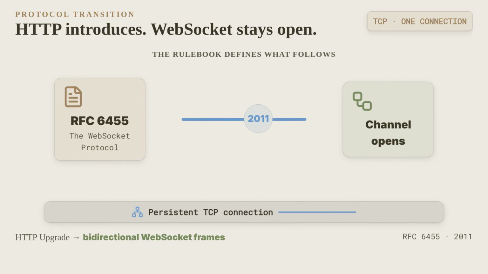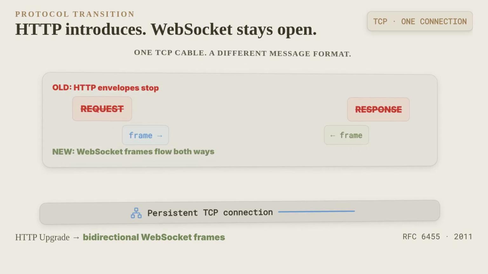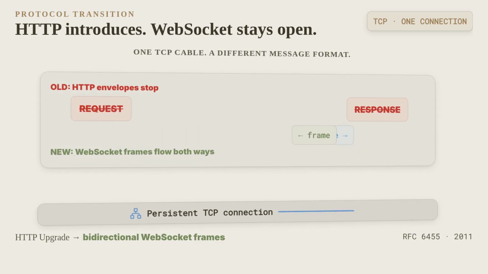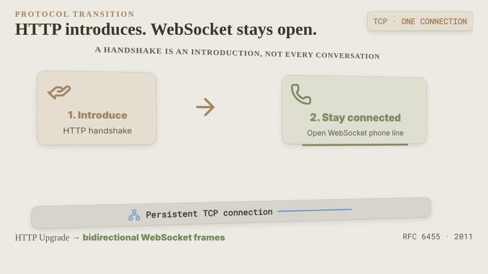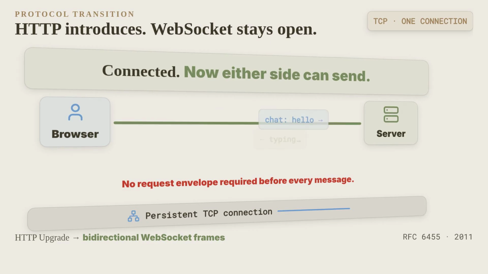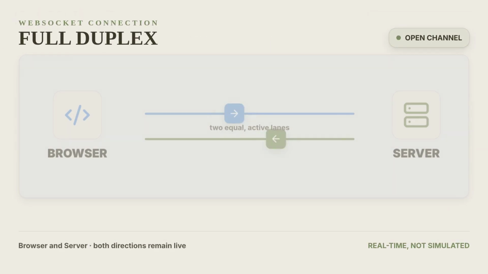RFC 6455, published in 2011, defines what happens next. The same underlying TCP connection stops carrying ordinary HTTP request response messages and starts carrying WebSocket frames. The handshake is the introduction. The WebSocket is the open phone line after it. No request has to be created before every new message. This is the key property, full-duplex.